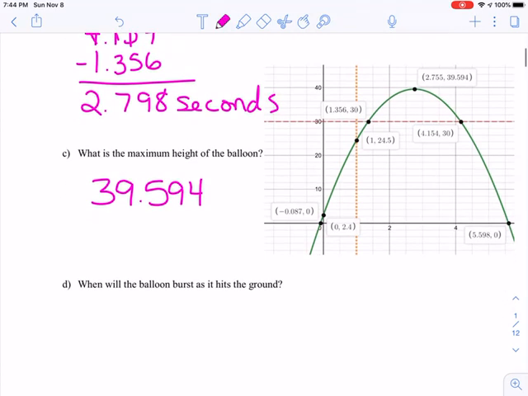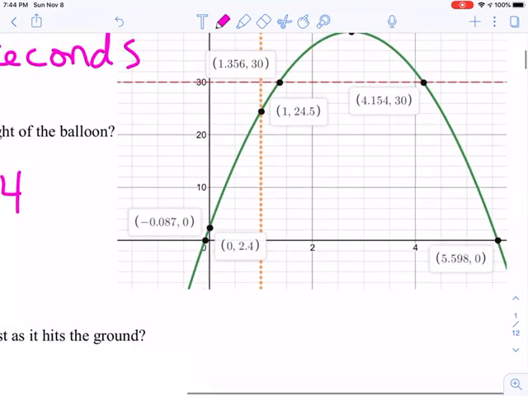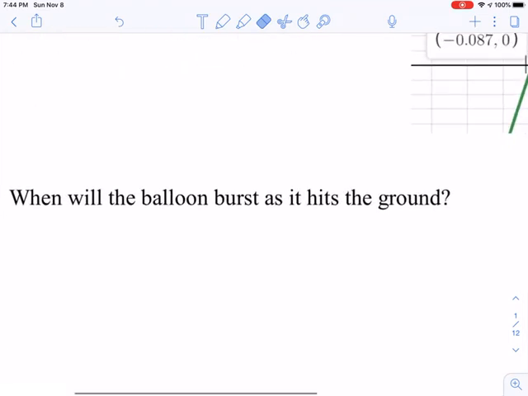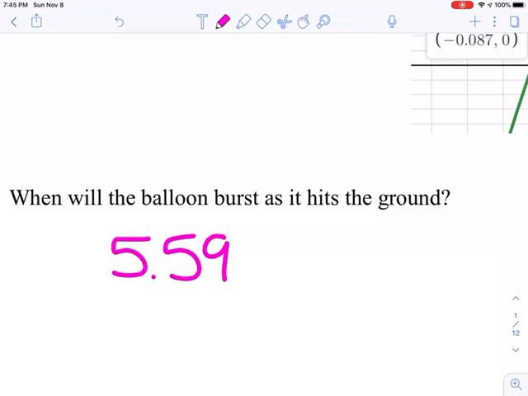And then the last question, when will the balloon burst as it hits the ground? Okay, well, the ground is at height 0, so that's going to be either here or here. Well, obviously we don't want time to be negative, so we're going to get rid of that one. So the other one would be 5.598 seconds. The balloon hits the ground at 5.598 seconds.